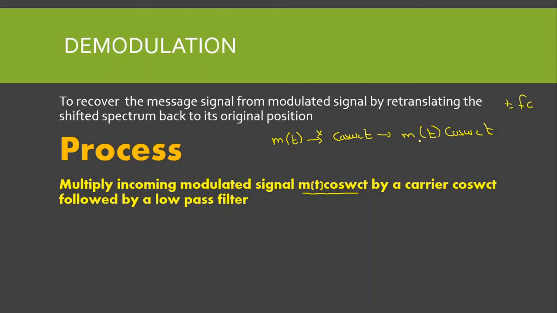Now in demodulation, we are going to multiply this modulated signal. This is my modulated signal. We are going to again multiply with the carrier, which is cosine omega ct. After multiplying with the carrier, we are going to pass it to the low pass filter. The shifted spectrum, which was at plus minus fc, will be returned to its original position. As a result, we are going to recover the original signal.